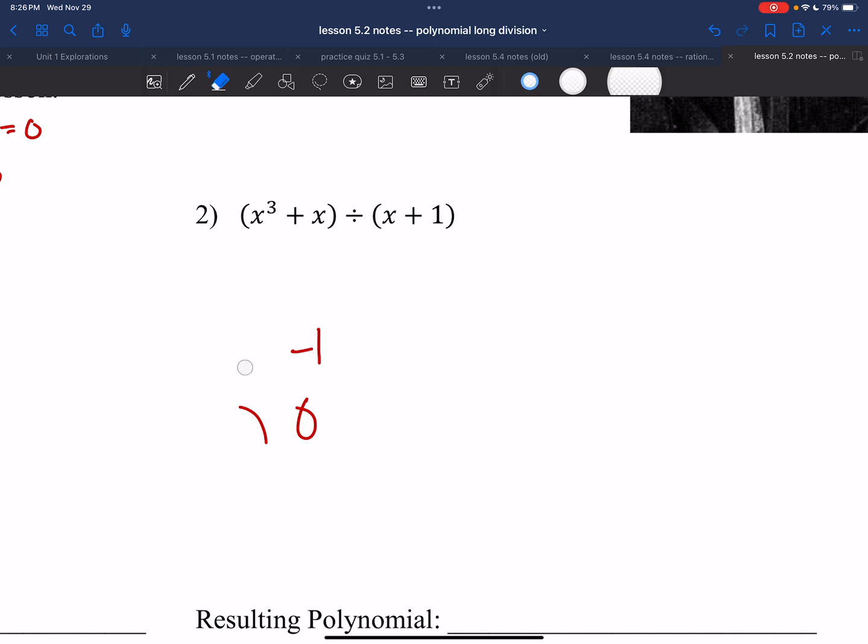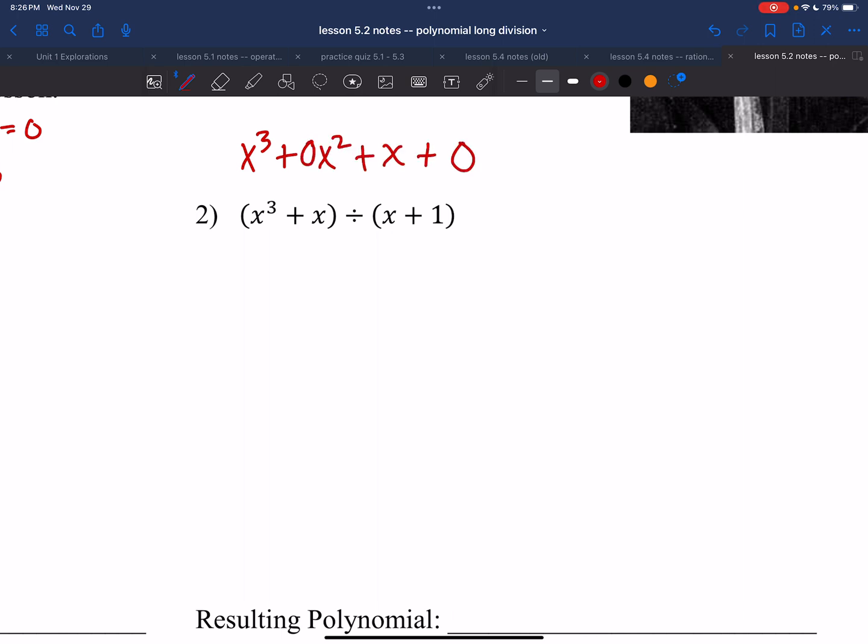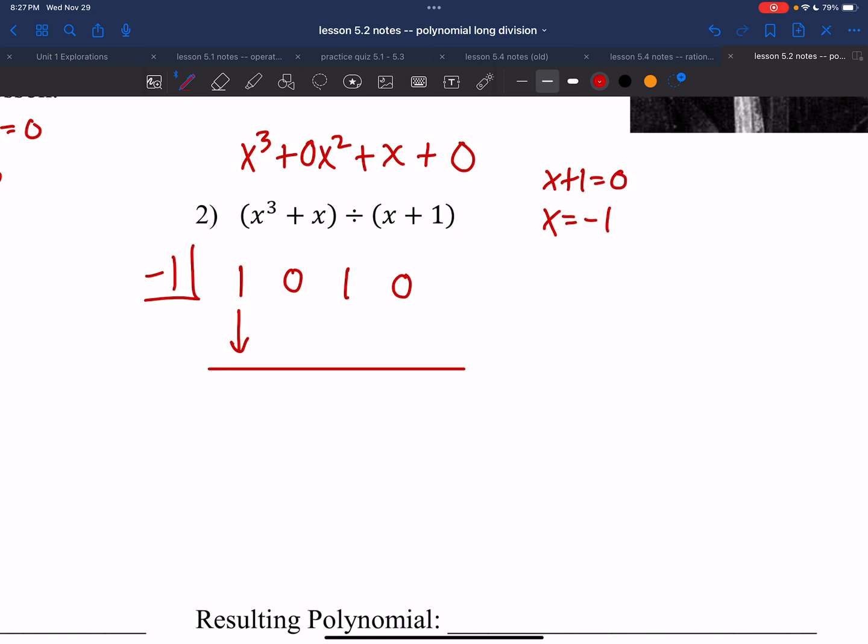Okay, so assuming you paused the video and didn't just keep playing, the coefficients must go on every term in your polynomial. You see, this is 1x cubed plus 0x squared plus 1x plus 0 as a constant. So your coefficients are 1, 0, 1, 0. The root of x plus 1 is x equals -1. So I put -1 in the box here. And now I do synthetic division. So I take the 1, drop the 1, multiply, add, multiply, add.